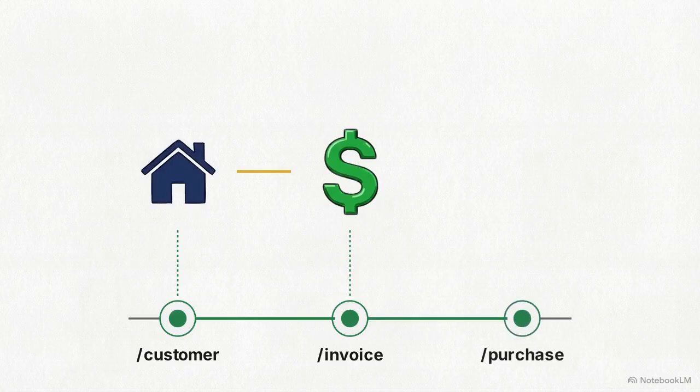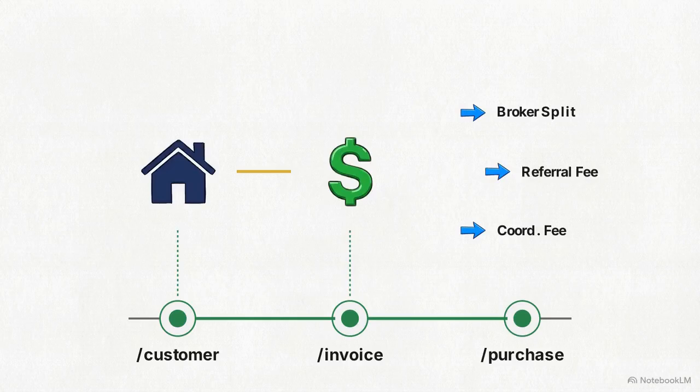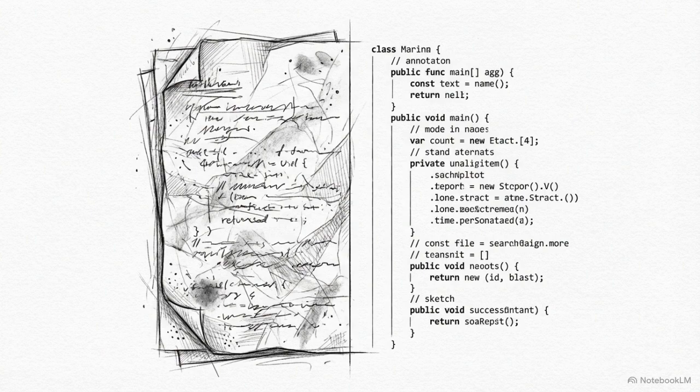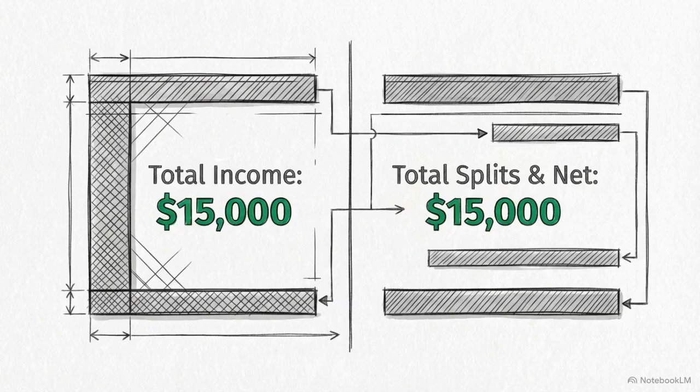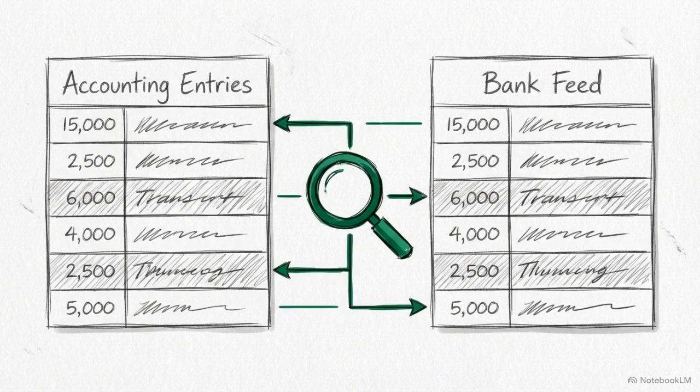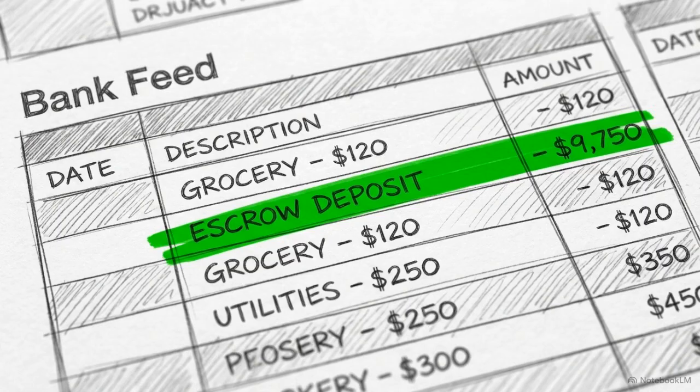Finally, the sequence triggers the third node. The system calls the /purchase endpoint, recording the calculated broker and referral splits as distinct outbound payments. By converting a simple text document into a strict sequence of programmed commands, the system guarantees balanced accounting ledgers, requiring zero human intervention. The final operational step is verifying that the automated accounting entries match the actual physical deposit landing in your bank account from the escrow company.